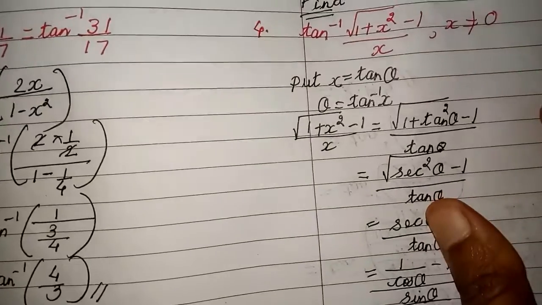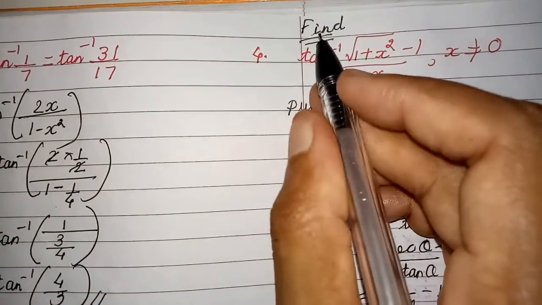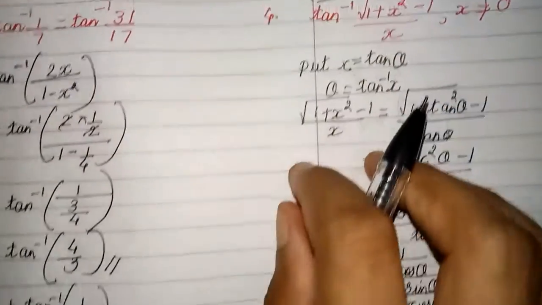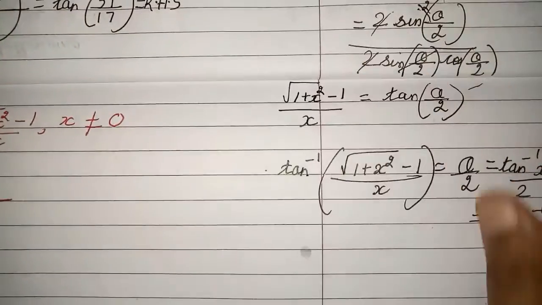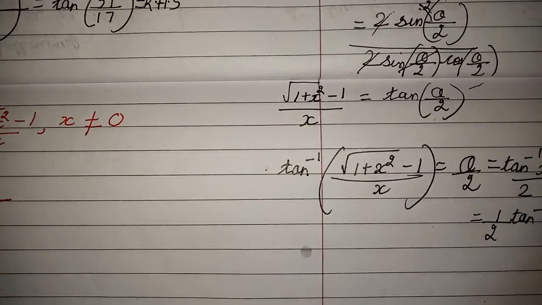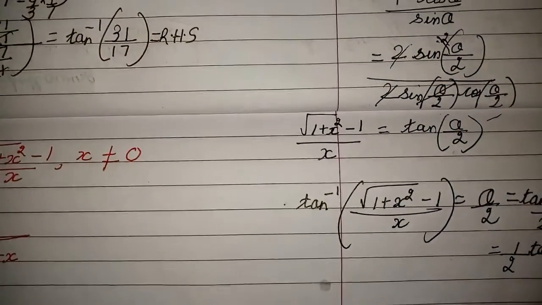Okay, so this is my value for my question. I was asked to find tan inverse of this. So this is my final value, half tan inverse of x. So I have simplified this to the lowest form and I have written this. Okay, coming to the next one.